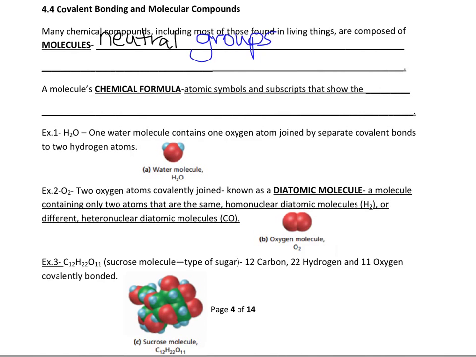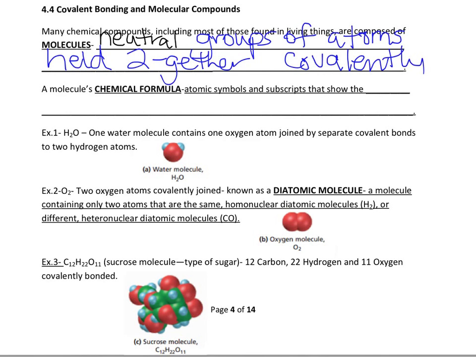in the background. Alright, molecules, neutral groups of atoms held together by covalent bonds. Atoms held together covalently. Okay, a molecule's chemical formula are the atomic symbols and subscripts that show the relative numbers of atoms of each kind.